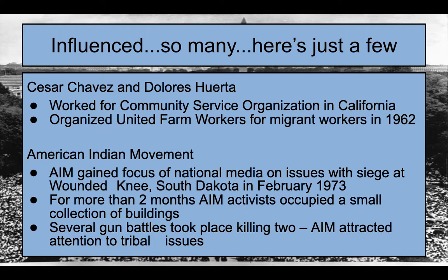Some other groups that were influenced by the civil rights movement were the Mexican Americans, Cesar Chavez and Dolores Huerta. You need to know them, and know what they did. The organizing union, United Farm Workers, is really important. And then the American Indian movement. We've pushed them to the sides for all of this time. We've minimized their importance, and they're going to finally take issue with this, and they're going to protest, and they're going to come and fight back. So take note of these guys.